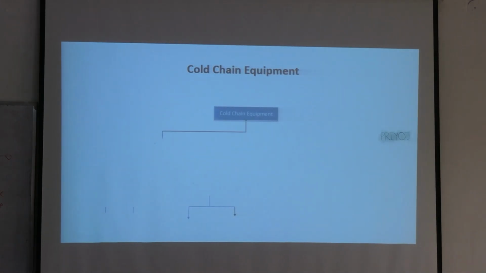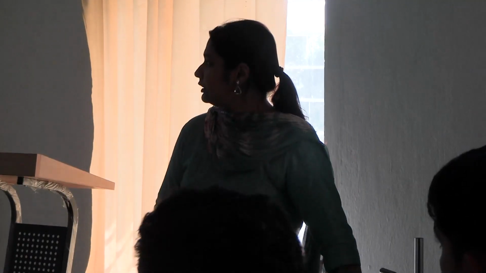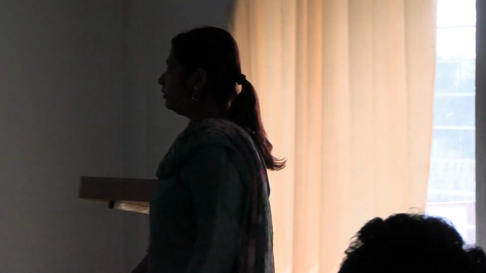Now, cold chain equipment, as I said, there is storage, there is transportation, right? Storage can be electrical or non-electrical, meaning there is electric supply and non-electric supply. Transport can be insulated or refrigerated. Now, electrical can be walk-in freezer, walk-in cooler, IR, ice-lined refrigerator and deep freezer.